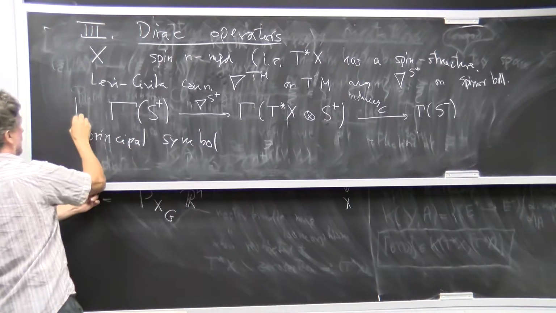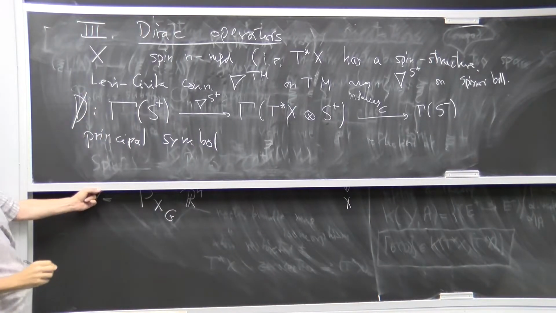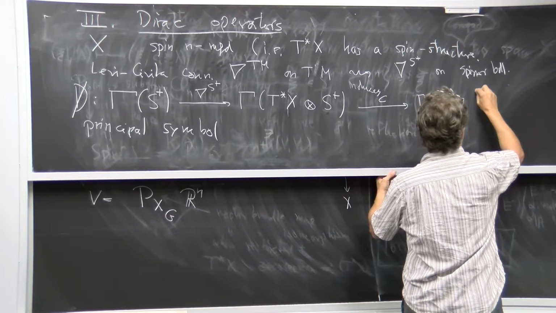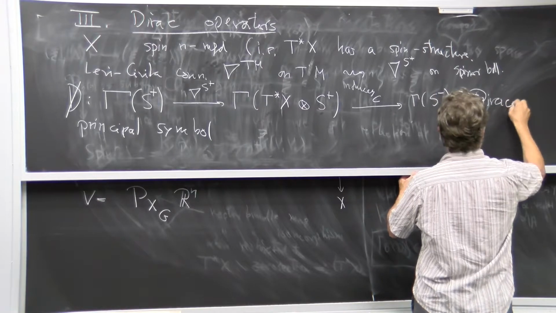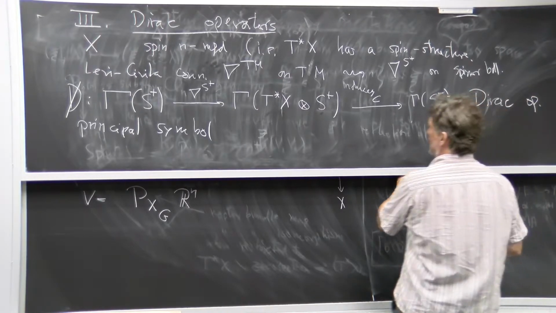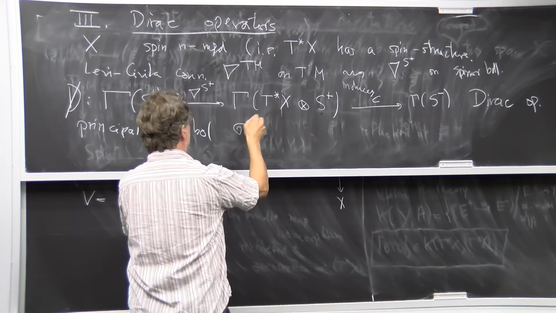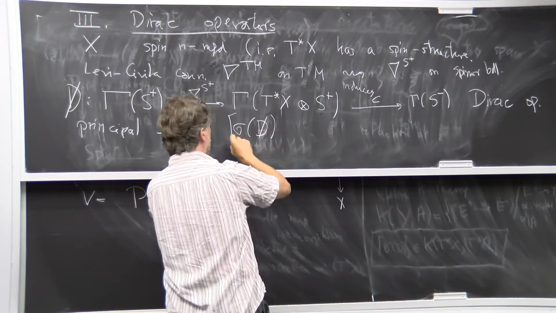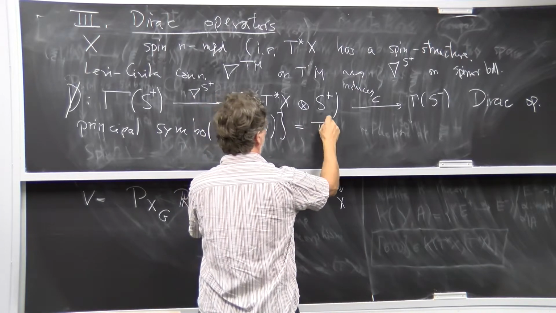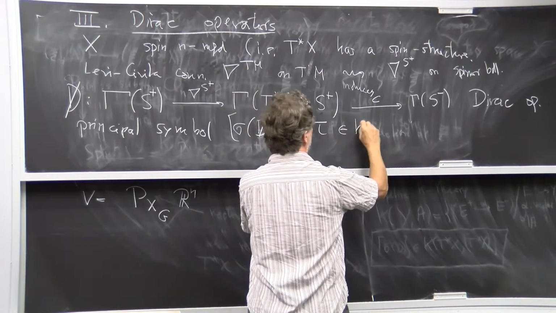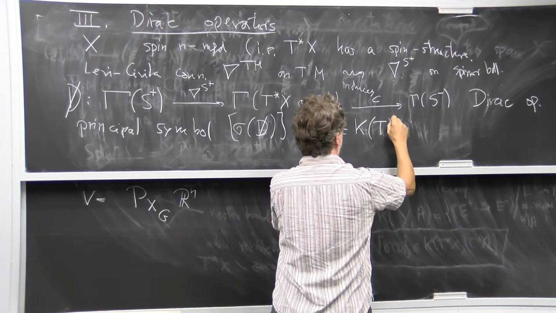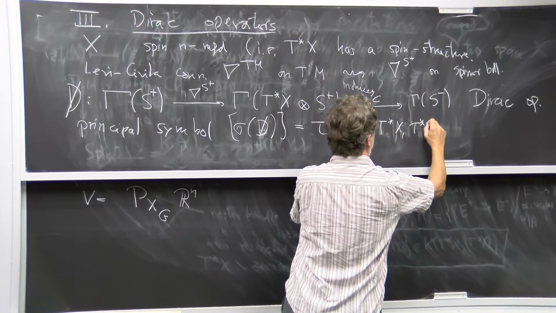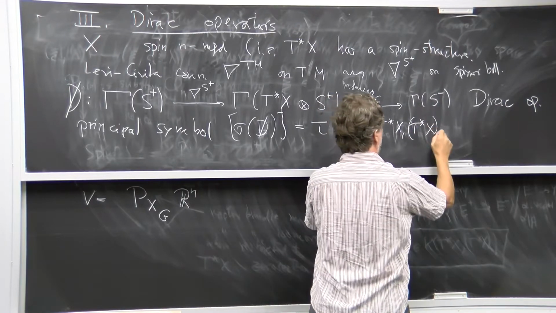Yeah, I should give this thing a name. This is sort of the typical physicist notation for that. This is a Dirac operator. And then the principal symbol of this Dirac operator, that's exactly our K-theory orientation in the K-theory of the cotangent bundle of X relative to the non-zero vectors.